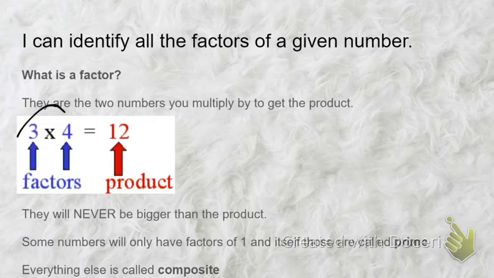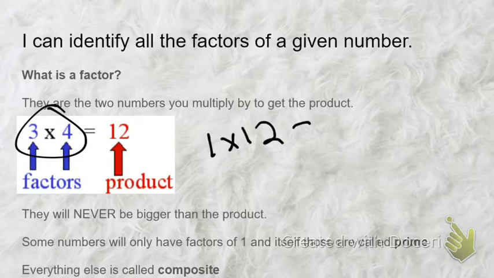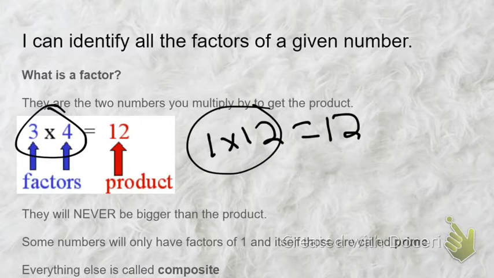So here I have 3 and 4 as my factors, but 1 times 12 will also give me 12. So these are also factors. But I want you to think about it. If I tried 13 times something, would I still get 12? No, I can't do it. So 12 is the highest that my factors can be. So factors fall down. Some numbers will only have factors of 1 and itself, and those numbers are called prime.